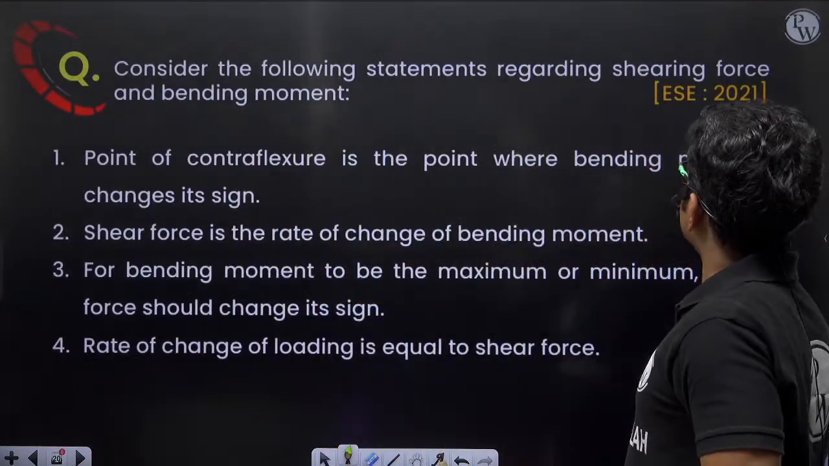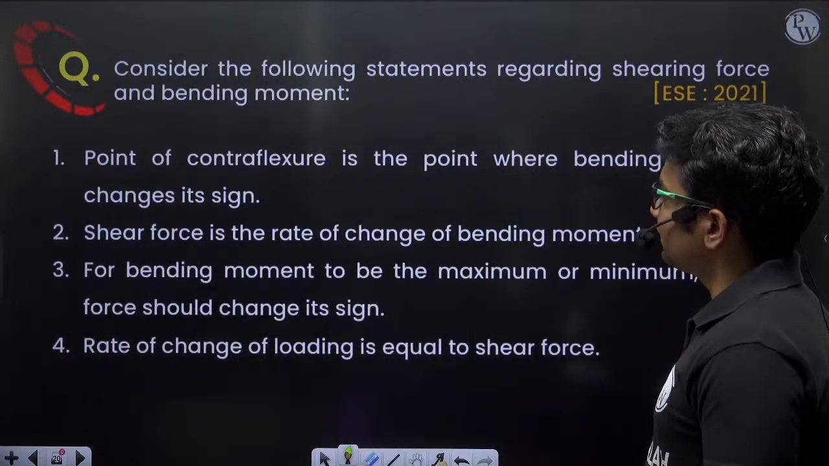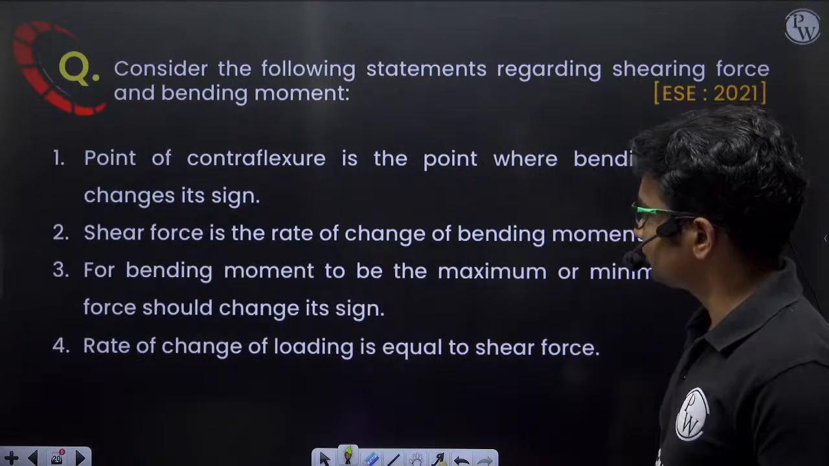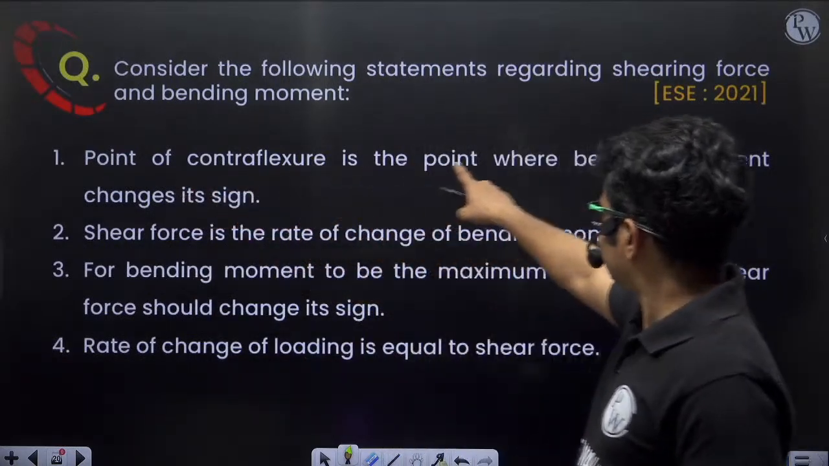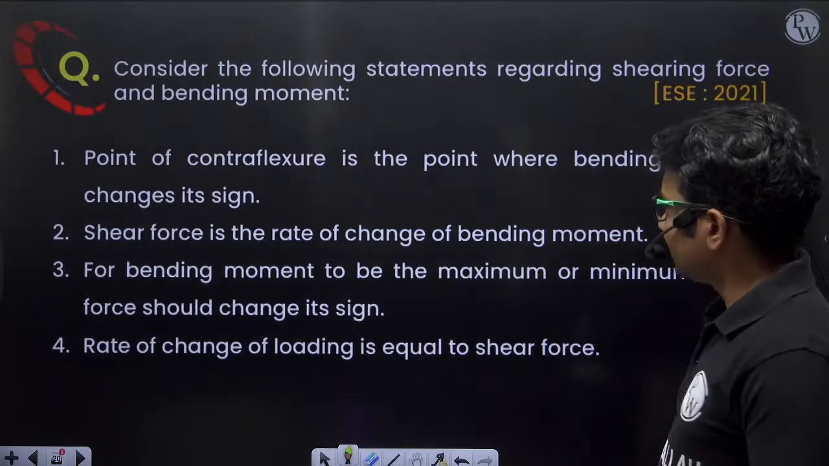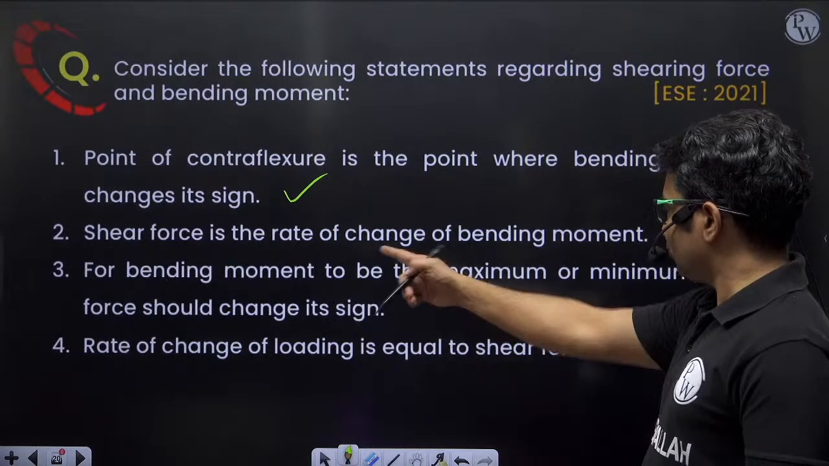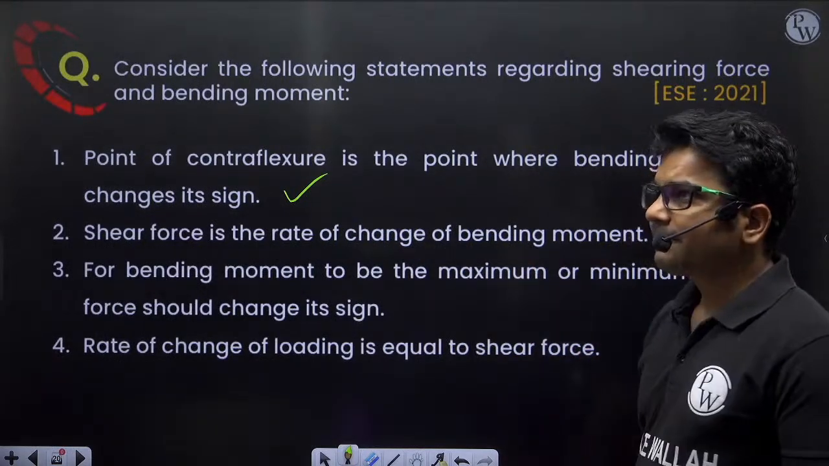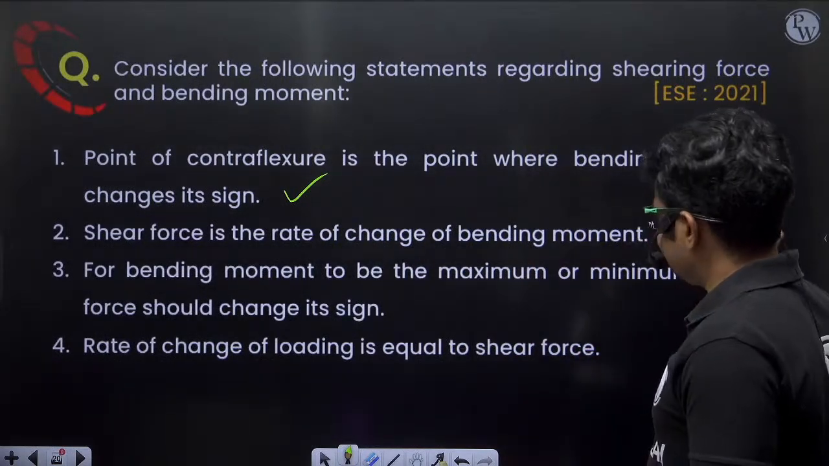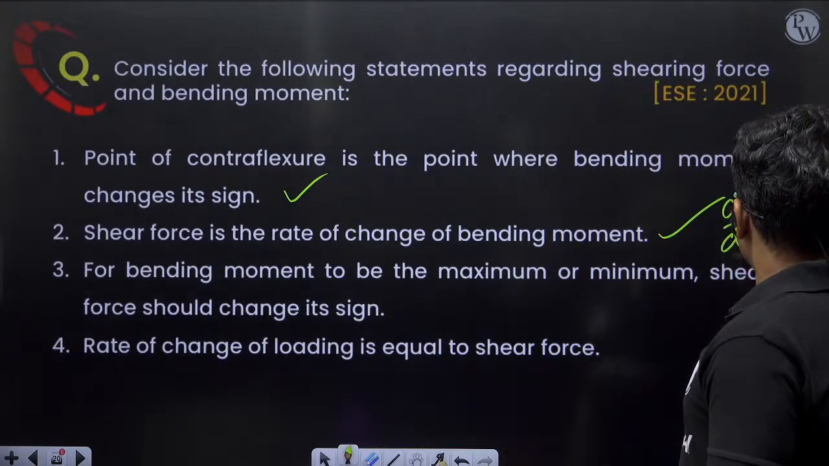Consider the following statements regarding shearing force and bending moment. So these are some of the statements regarding shear force and bending moment. Point of contraflexure is the point where bending moment changes sign. Yes, it is correct. Shear force is the rate of change of bending moment. Yes, correct. dM by dx is equal to V.